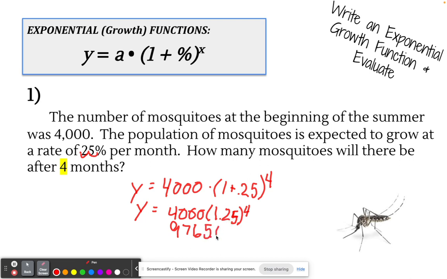And I get 9,765.625. Now, because we're talking about a number of mosquitoes, it doesn't really make sense to have all this decimal, the 625 thousandths. Instead, let's round it to the nearest whole number, which is 9,766, because we don't have parts of mosquitoes. Maybe they're unhatched ones, I don't know, but I would round it to a whole number. So approximately 9,766 mosquitoes after 4 months.